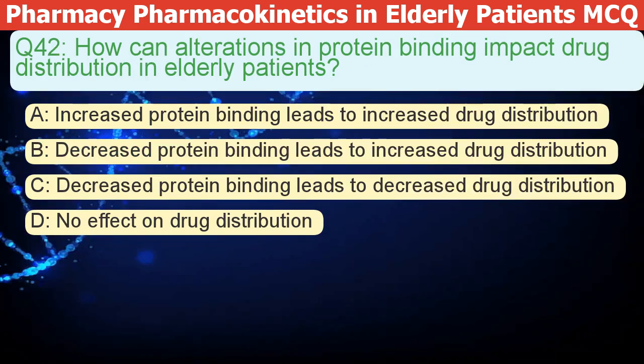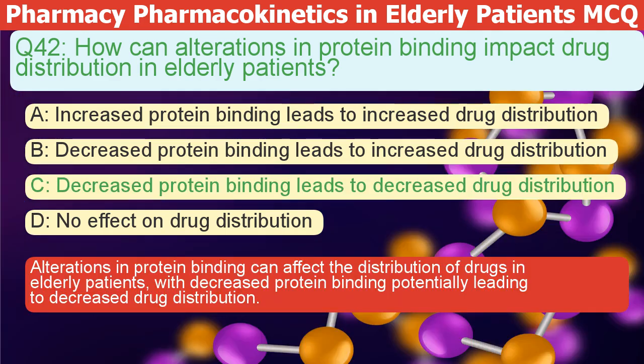How can changes in protein binding affect how drugs spread throughout the body in older adults? A. Increased protein binding leads to increased drug distribution. B. Decreased protein binding leads to increased drug distribution. C. Decreased protein binding leads to decreased drug distribution. D. No effect on drug distribution. The correct answer is C. Alterations in protein binding can affect drug distribution in elderly patients. Decreased protein binding may lead to decreased drug distribution.